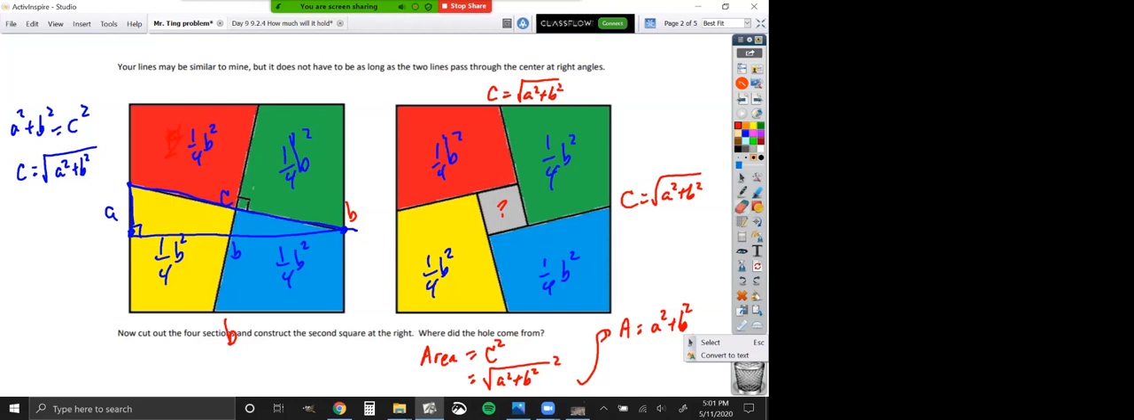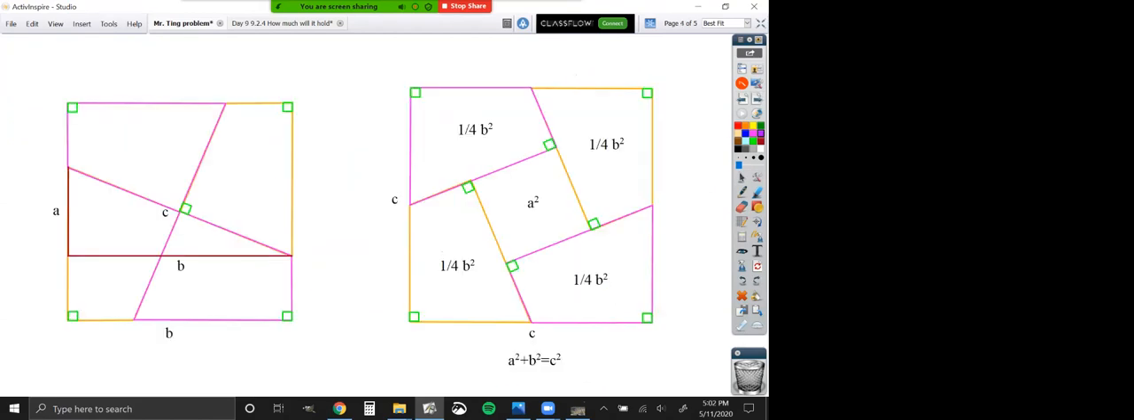So I now know that this missing piece is A squared, which is kind of cool because that means that the A squared plus the B squared equals the C squared. And there is the Pythagorean theorem hiding in that missing area. You gotta love it. For a cleaner picture, here you go.